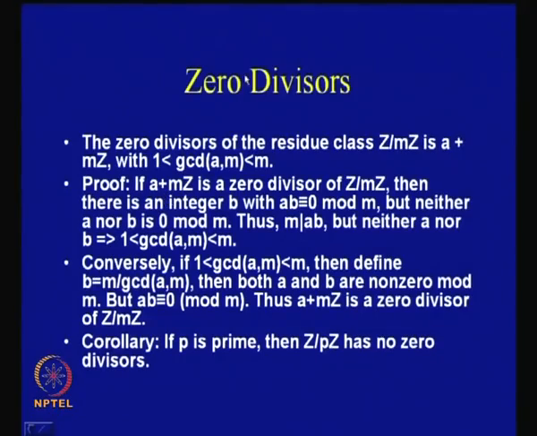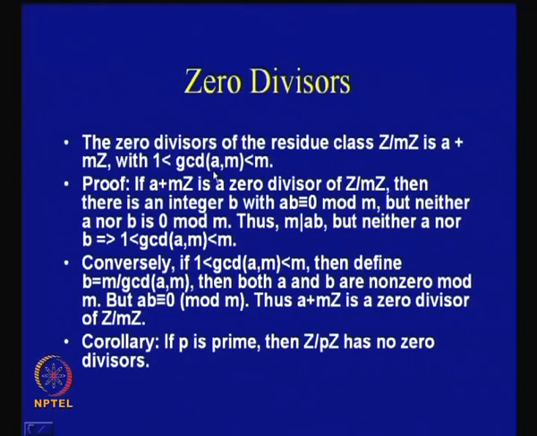So let us consider the zero divisors. This is a generalization of what we said: the zero divisors of the residue class Z/MZ are a plus MZ such that if we take the GCD of a with m, then it is neither 1 nor m, but somewhere in between. So there is a non-trivial GCD of a and m.